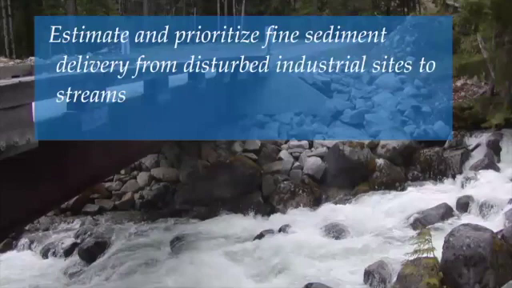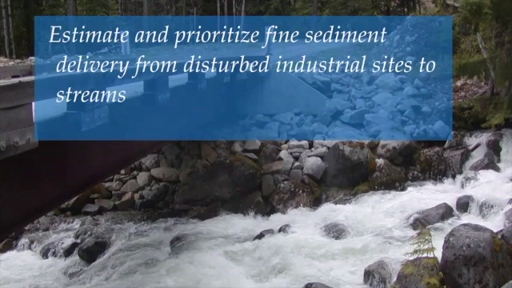What we will look at today will be how we estimate and prioritize fine sediment delivery from disturbed industrial sites to streams. When we talk about fine sediment, we are actually including a lot of other things that are transported along with fine sediment, sometimes organic material, fecal coliform, pesticides, herbicides, and even things like hydraulic waste oil, because the same sites where we are doing our assessments determining fine sediment generation should be the primary focus for a wide range of other water quality contaminants.